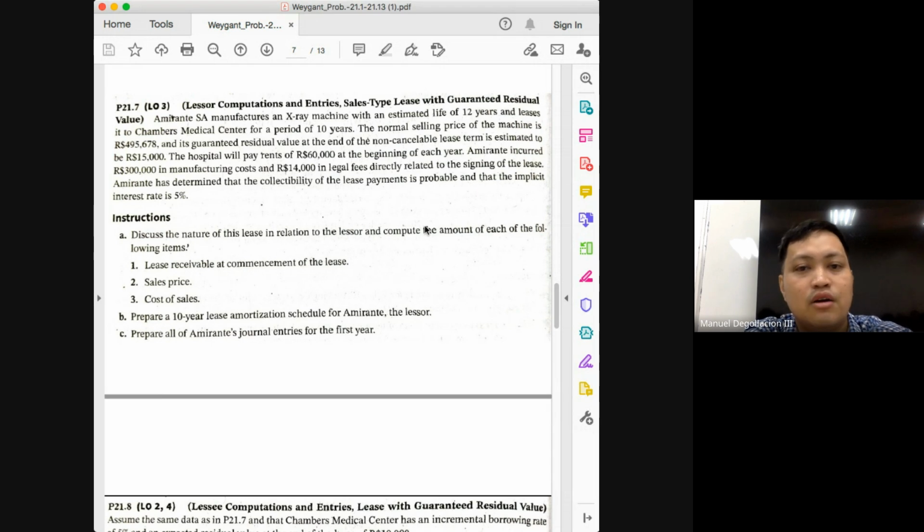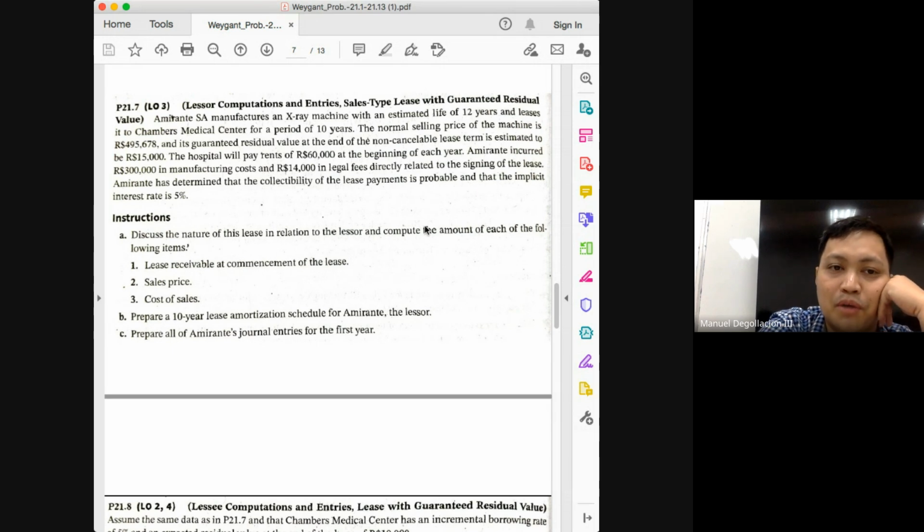And what is crucial here is for you to correctly determine the composition of your minimum lease payments. And what are the possible components of your minimum lease payments, class? Number one would be your periodic payments. Number two would be your bargain purchase option. Number three would be your guaranteed residual value. The fourth one introduced by your textbook is the penalty from the failure to renew. Out of those four, which are present? Only the periodic payments and the guaranteed residual value.